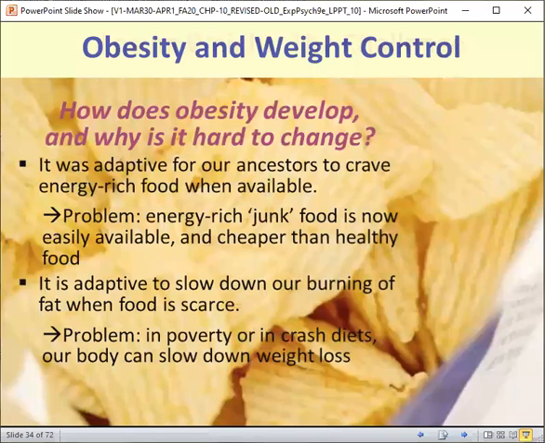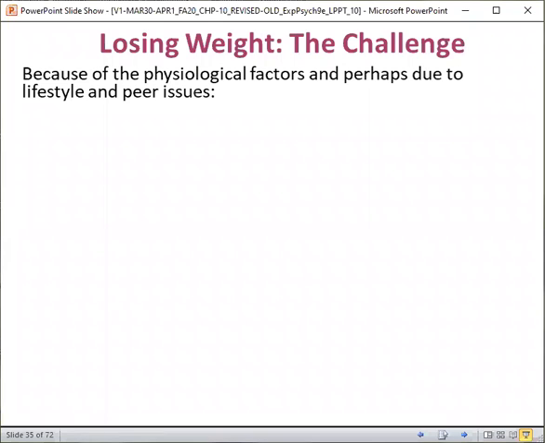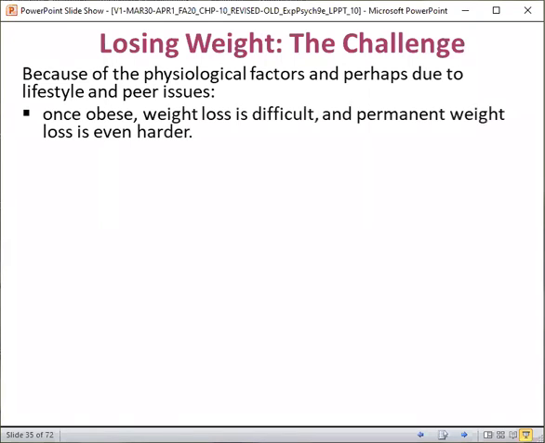So losing weight is a challenge because of the physiological factors and perhaps due to lifestyle and peer issues. Once obese, weight loss is difficult, and permanent weight loss is even harder to maintain.